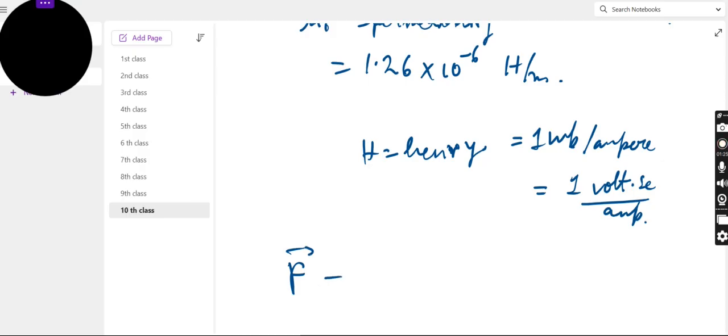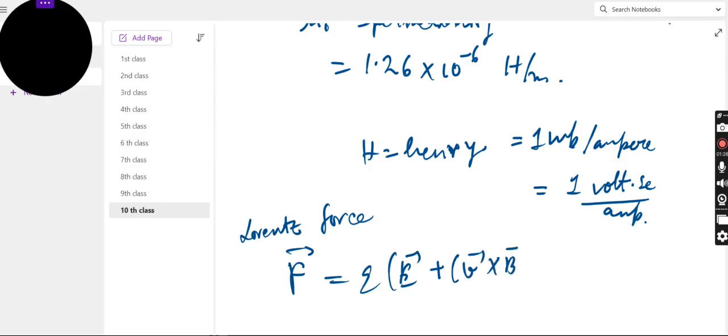And then we got a master formula that the force on a particle of charge q moving at velocity v through an electromagnetic field is given by the Lorentz force, that is F equals q times E plus v cross B. So the dimension of F and qE will be equal, and the dimension of F and qvB will be equal.